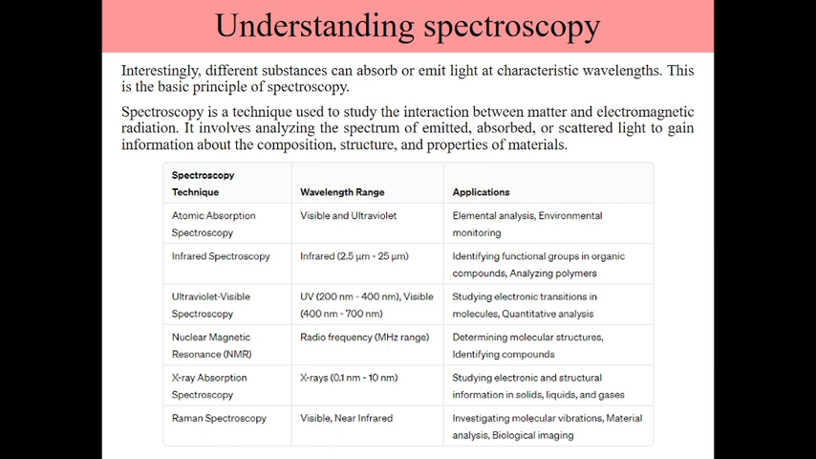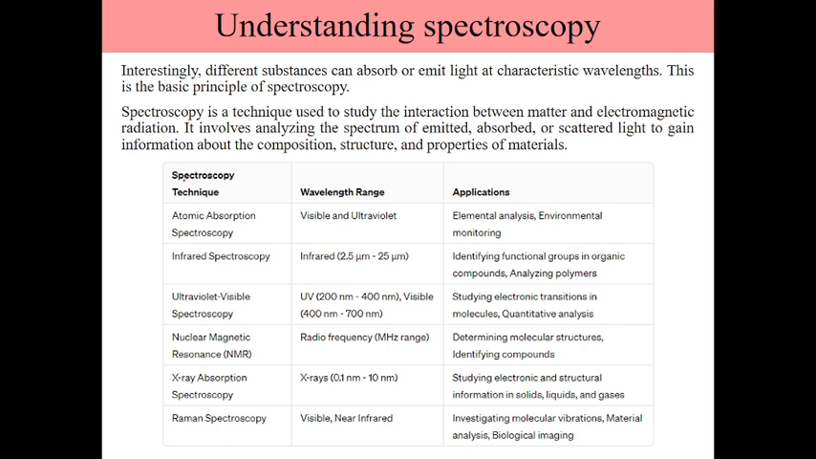So this is the basis of spectroscopy. Spectroscopy is nothing but the study of how these electromagnetic radiations are interacting with matter and what it is causing. So see, spectroscopy is a technique used to study the interaction between matter and electromagnetic radiation. So this involves analyzing the spectra of emitted, absorbed or scattered light to gain information about the composition, structure and properties of the materials. Okay.